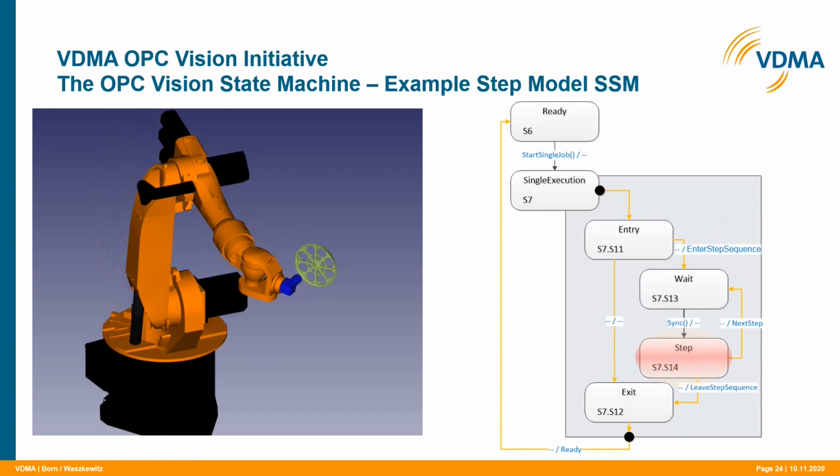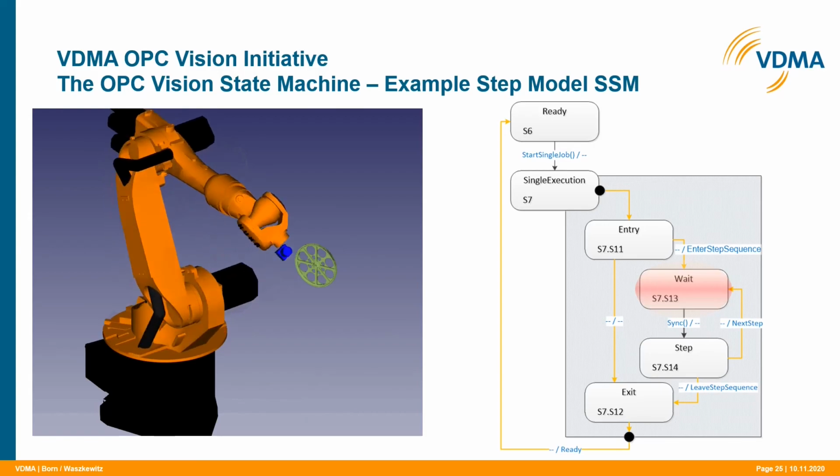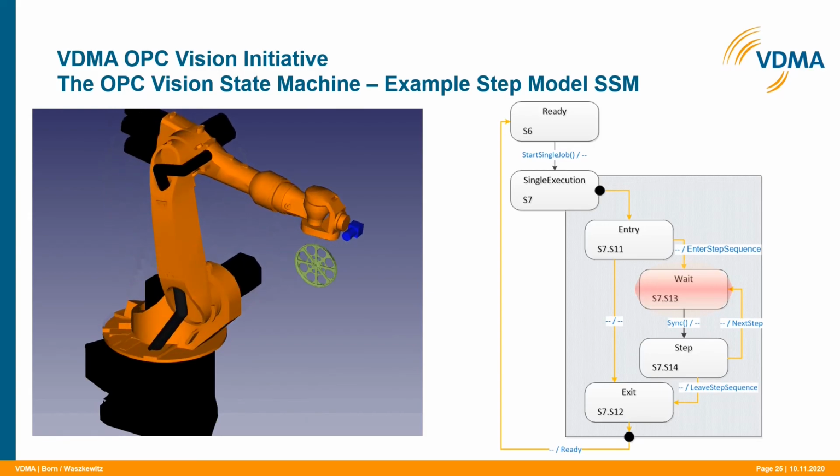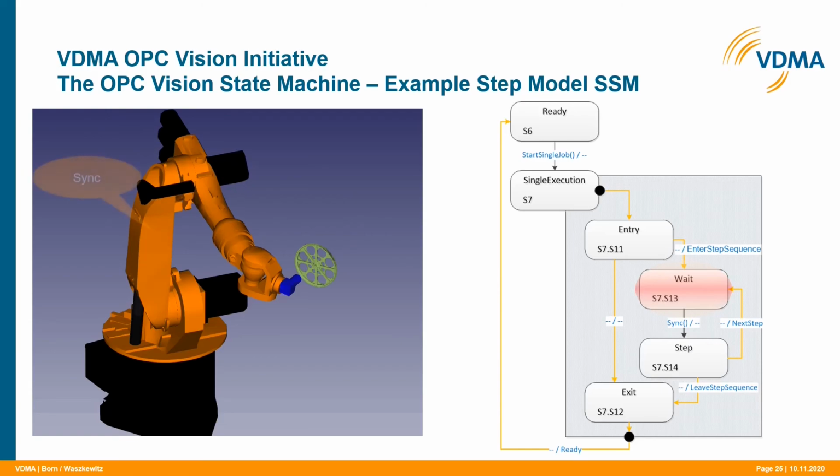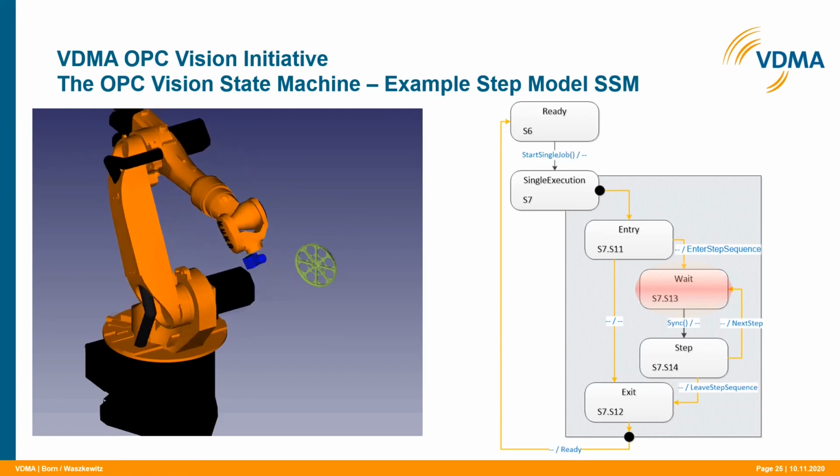The vision system does so and signals completion to the OPC UA server, which then transitions back into wait state, firing a next step event which is caught by the control system. The control system then moves the robot into the other inspection position and again calls the sync method, causing the second image acquisition.